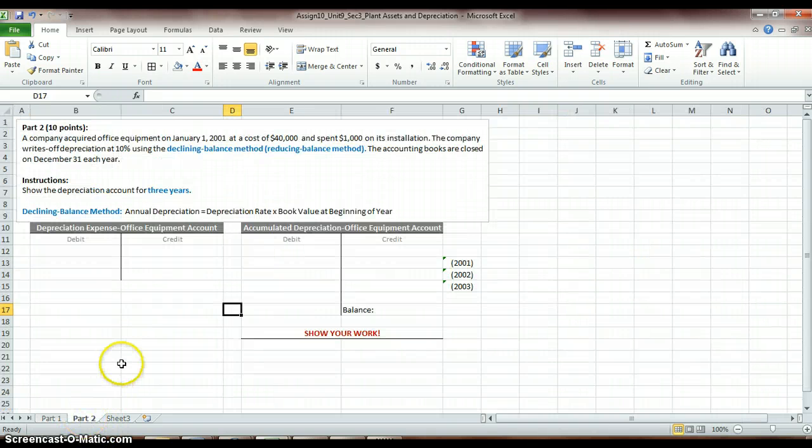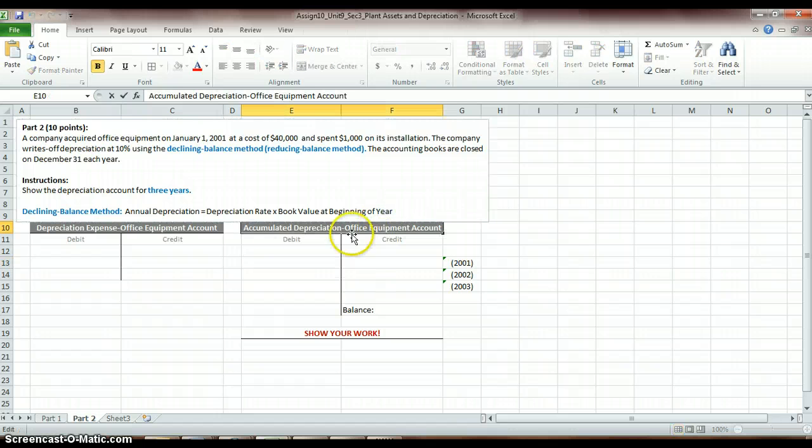In part 2, you can see right off the bat we're looking at several years. So let's see what our situation tells us. Again, we are working with the same accounts, depreciation expense and accumulated depreciation. Only this time we're looking at office equipment. Notice that there is a separate depreciation expense account for each asset that we're working with. In part 1 we were looking at store equipment, and now we're looking at office equipment.